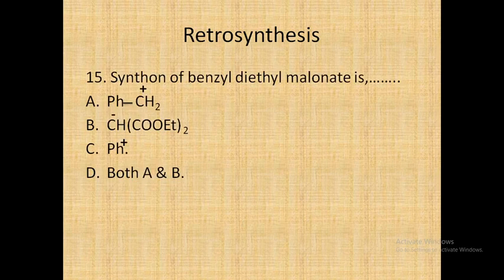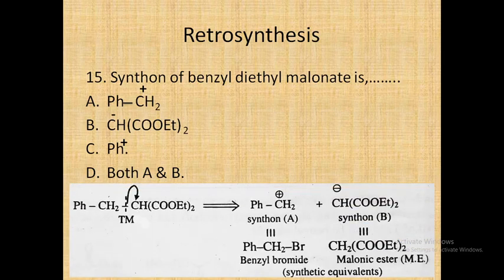The synthon of benzyl diethyl malonate is. Benzyl diethyl malonate. Options are given here: PhCH2 plus, CH minus (COOEt) twice, then Ph plus, and both A and B. So what will be the answer? Let's see the structure of benzyl diethyl malonate. So this is the benzyl diethyl malonate.